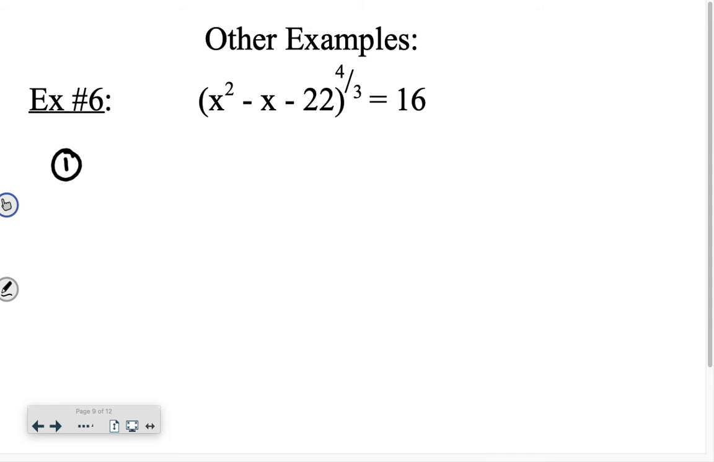Here's method number 1 of solving. And like I said, I'll give you 2 options. I honestly don't care which way you do it. Whichever way makes more sense, whichever way you think is easier, go with it.